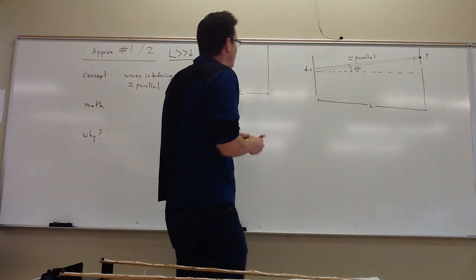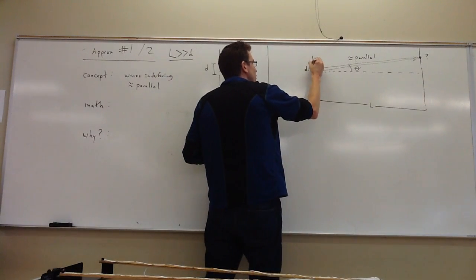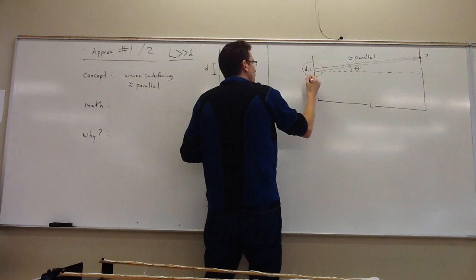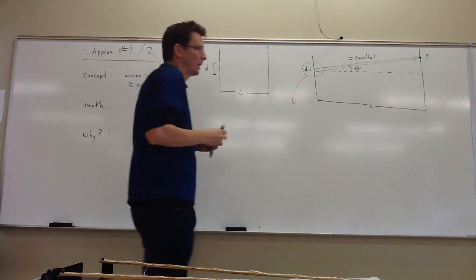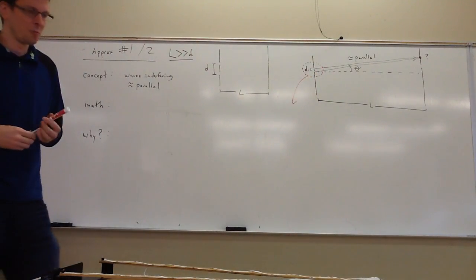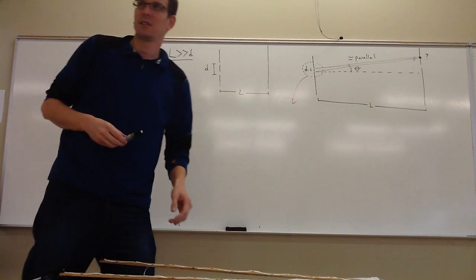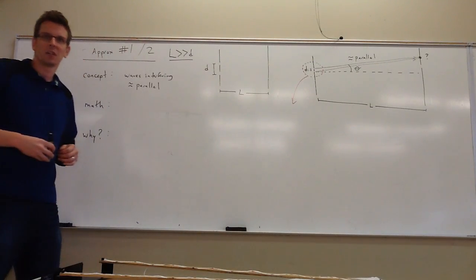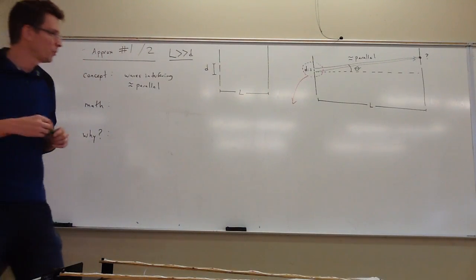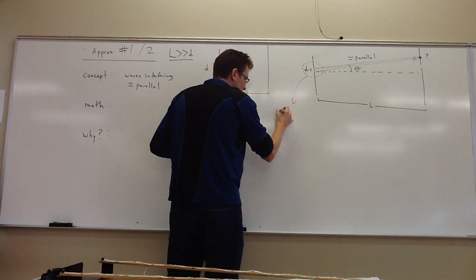Let's take a super mega zoomed in view of what's going on at the slits. So we're zooming down here. Remember that the slits are very, very close together, so we're going to have to do a super mega zoomed in view. And what is it going to look like? It's going to look like this.